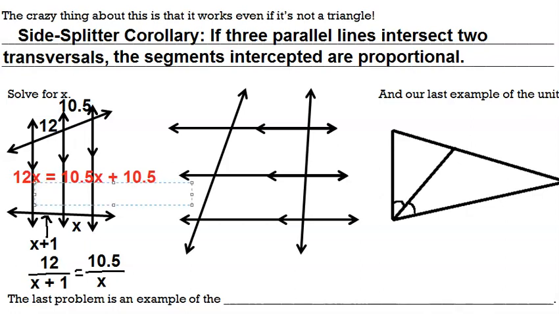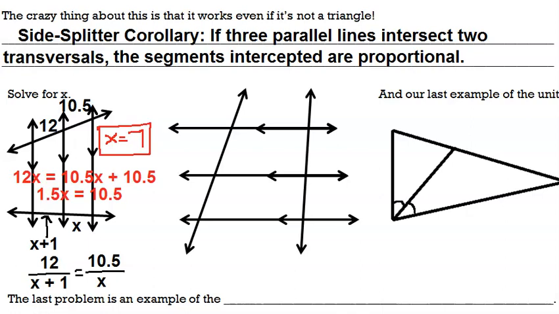If we subtract from both sides, you're going to get 1.5x equals 10.5, and then you will divide. I know the last 2 steps I'm going through quickly, but I think you know how to solve equations. You subtract from both sides, and then you divide. X equals 7.